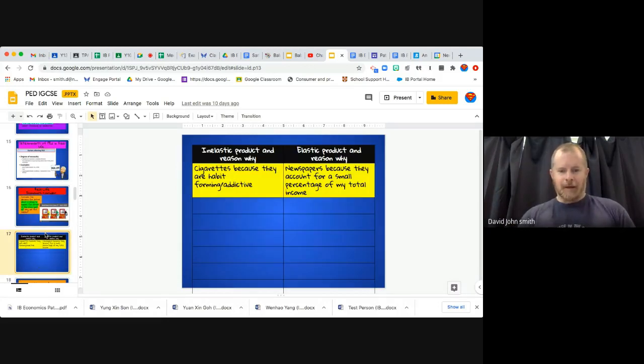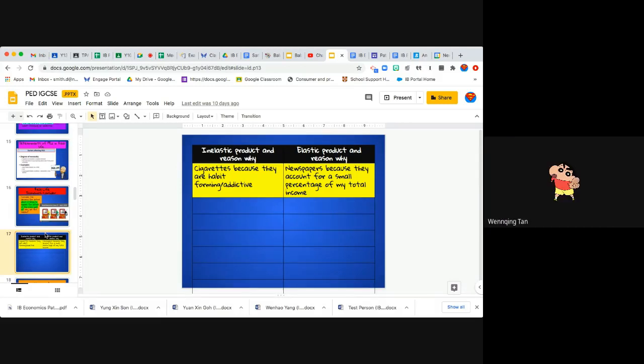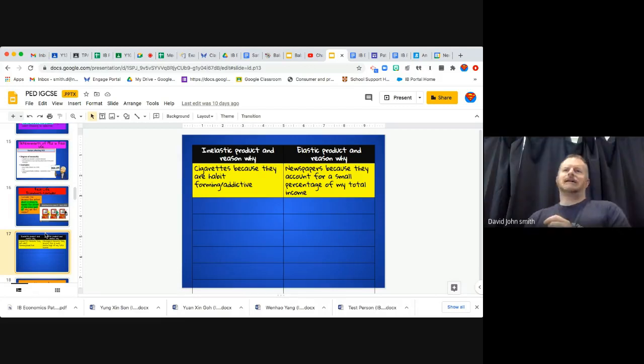Right. Now, Mr. David? Because the demand curve doesn't change. Or does it decrease? It will. It's just that it will be less responsive.